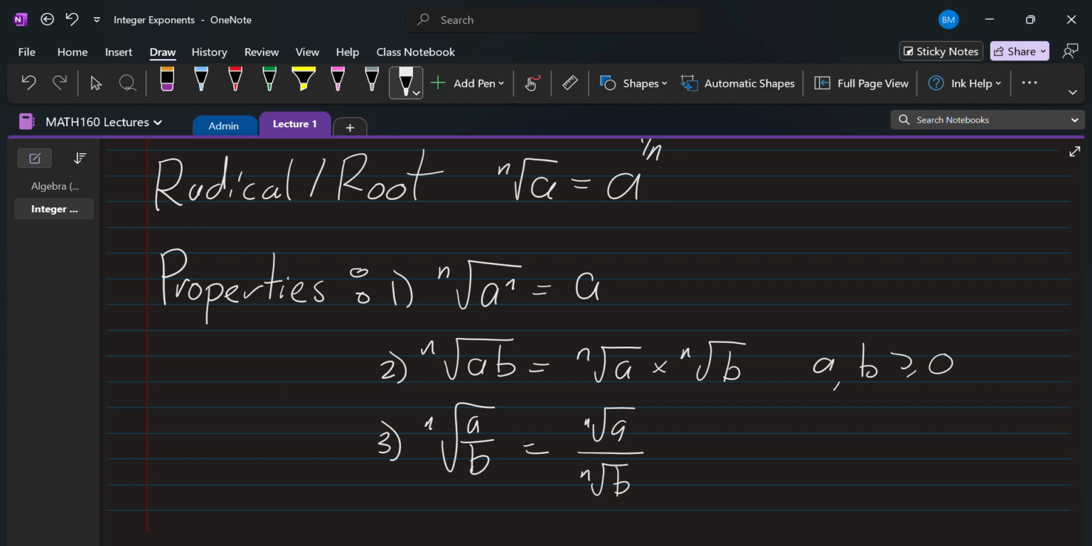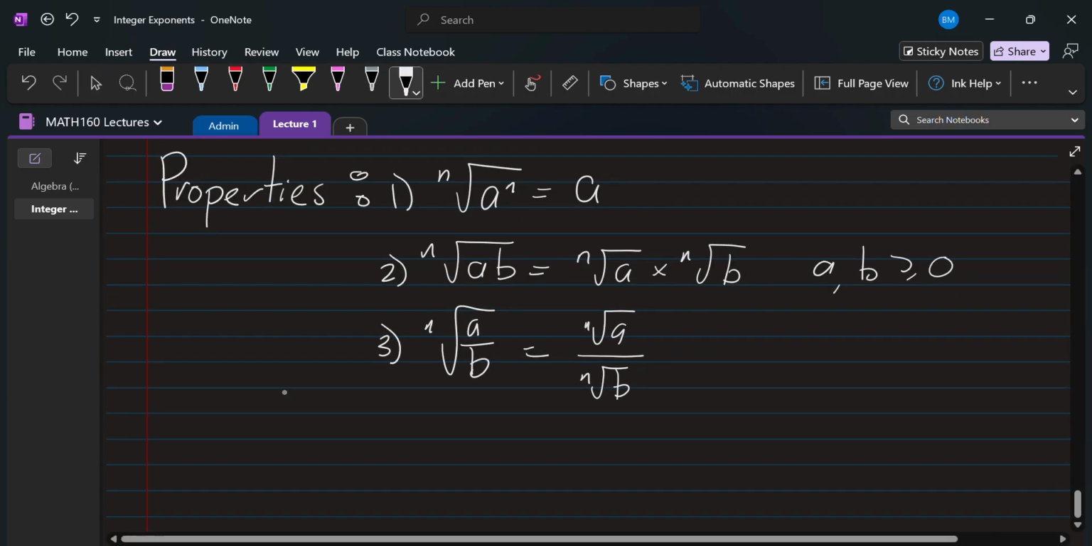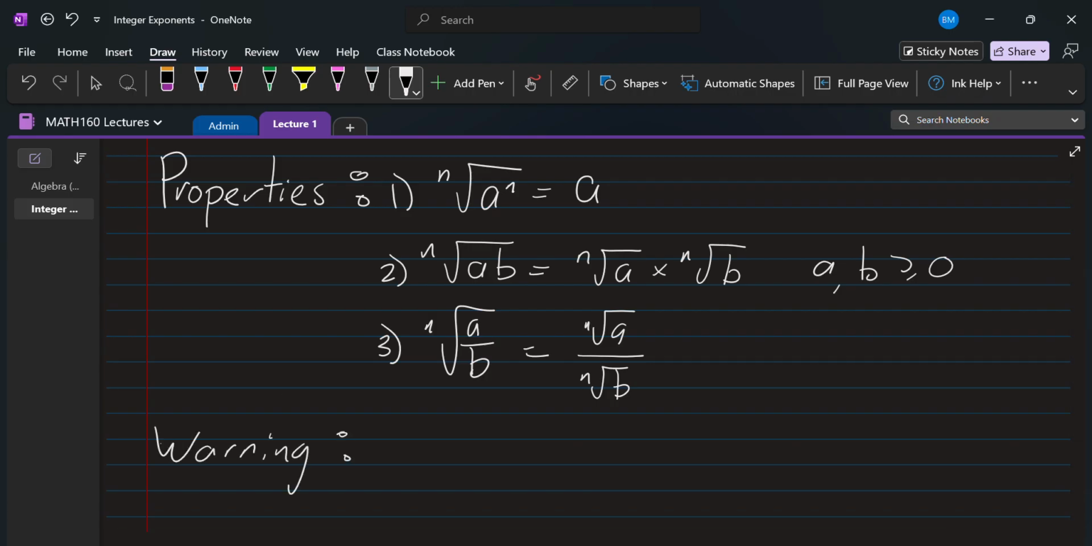Okay, number 2. The nth root of ab is the nth root of a times the nth root of b. But remember, a and b must be positive. So specifically for square roots, you can't take the roots of a negative, so problems happen there. And then number 3, we've got the nth root of a quotient. Very similar to what we had before. It just becomes the root of the numerator and denominator. So nth root a over nth root b.